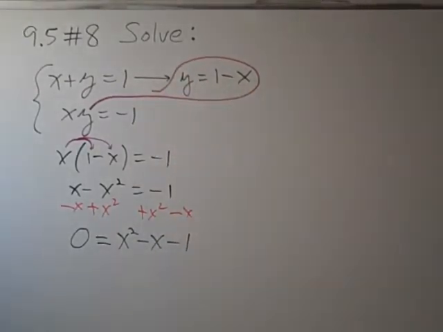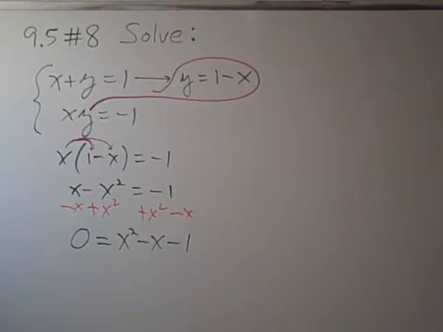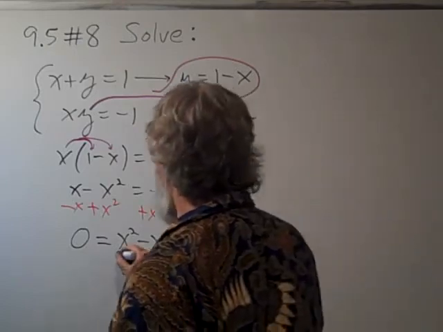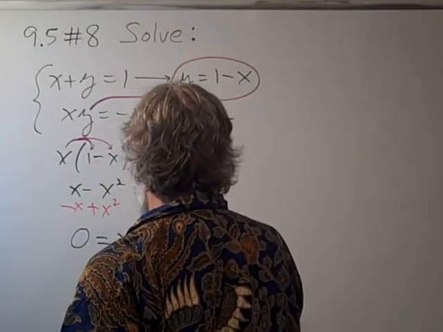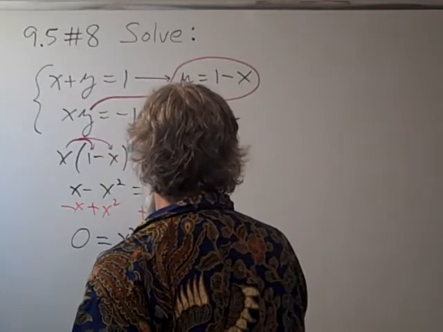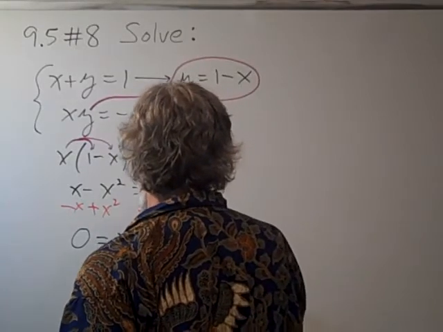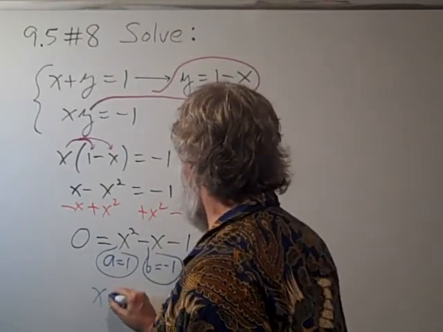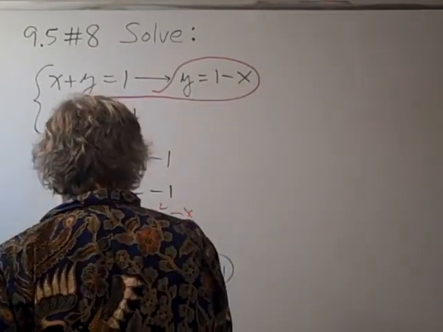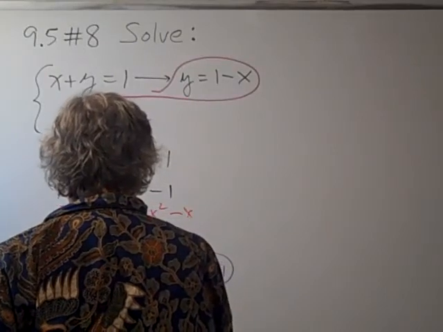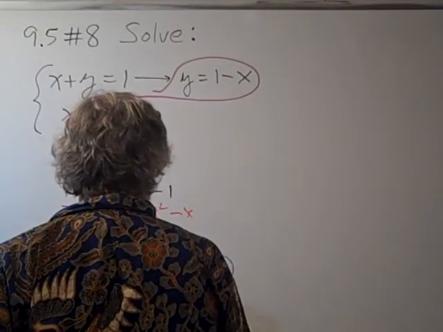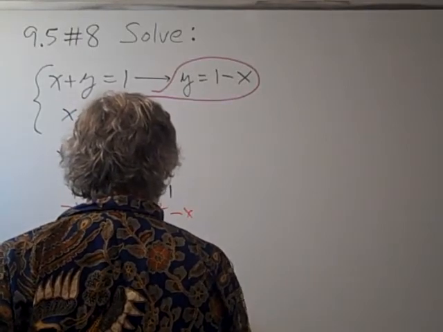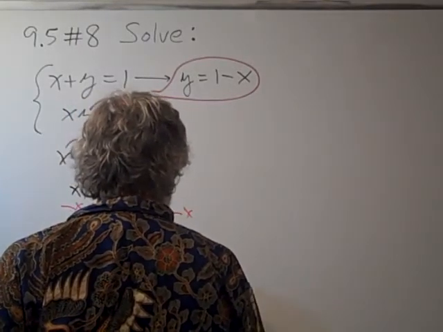So now our quadratic equation is in standard form, and we can see what a, b, and c are. A equals 1, b equals negative 1, as does c. And so we apply the quadratic formula. X is equal to negative b plus or minus the square root of b squared minus 4ac, all divided by 2 times a.